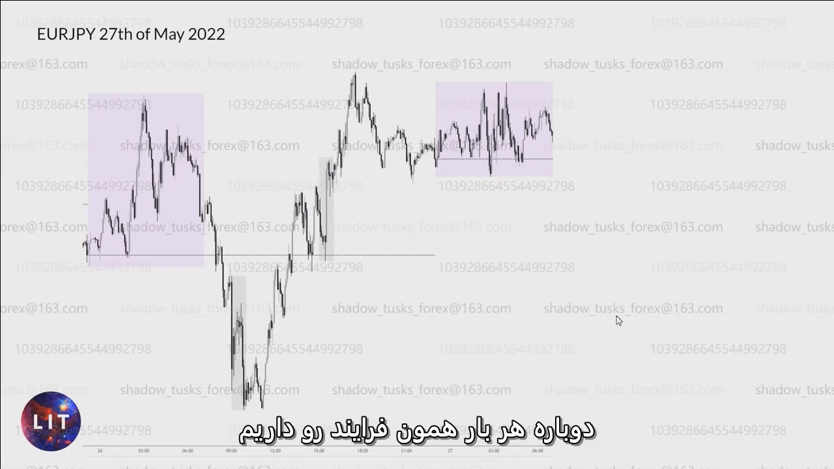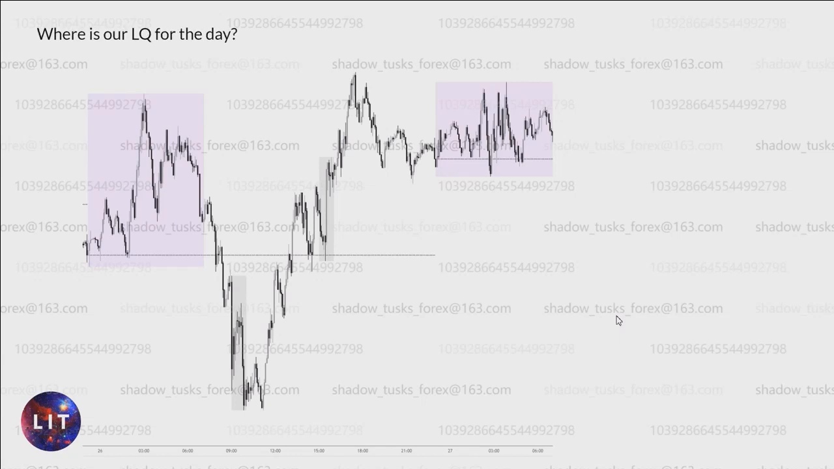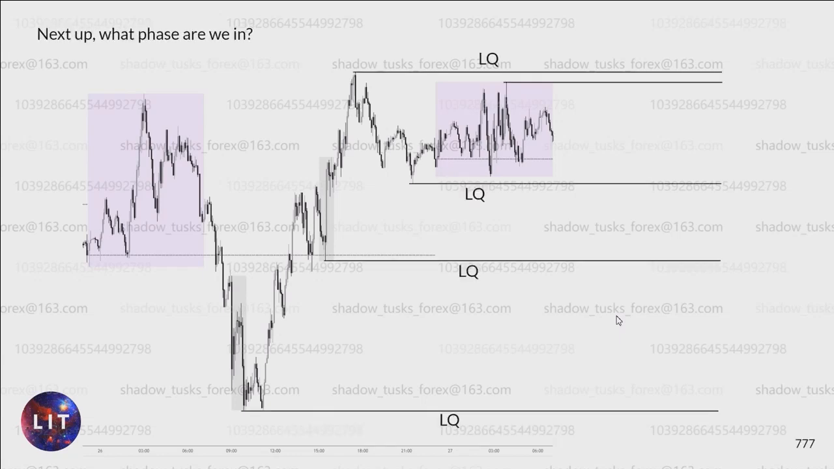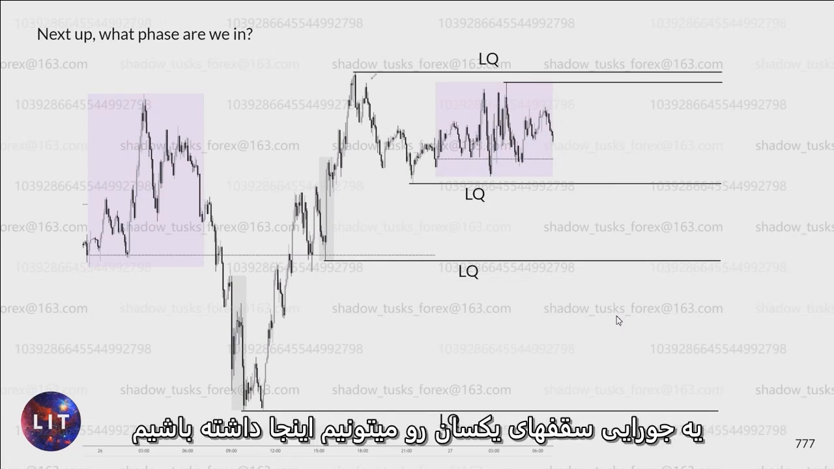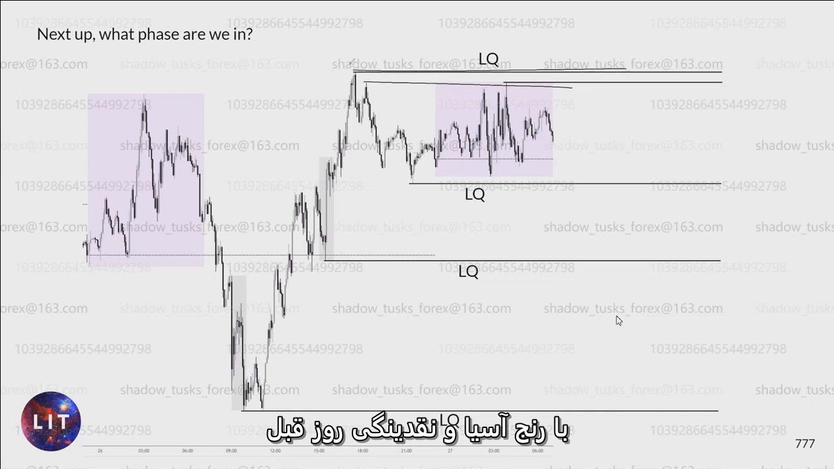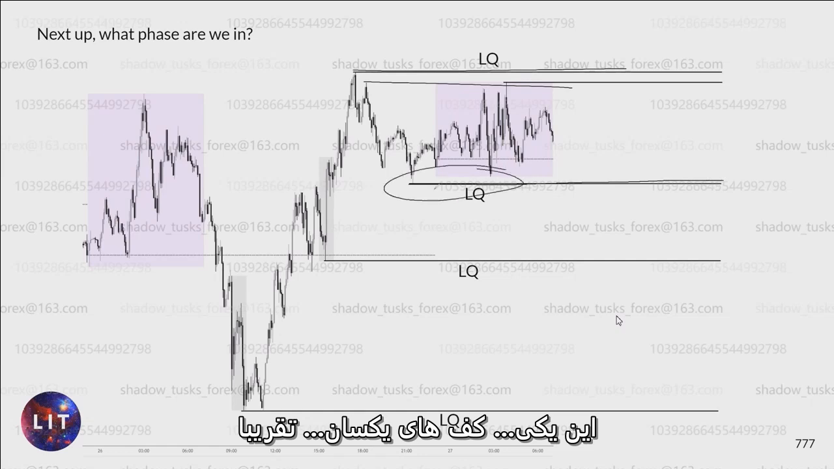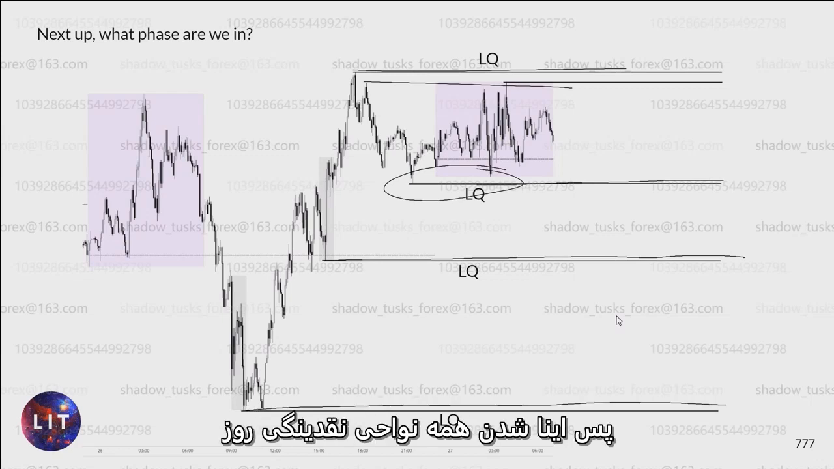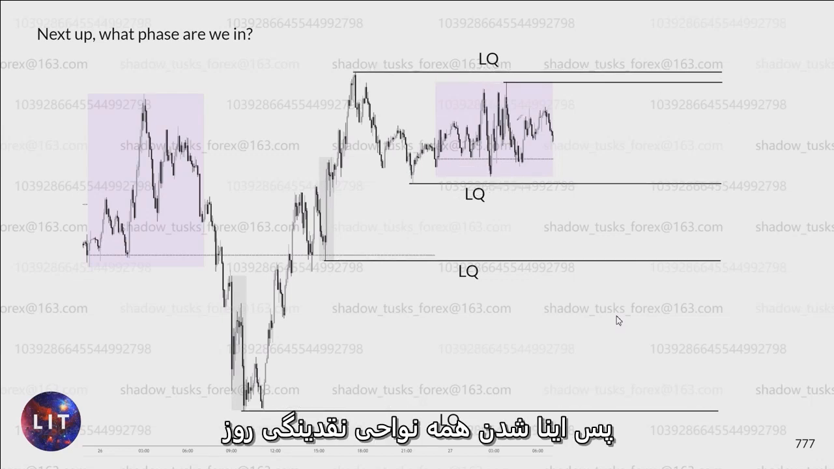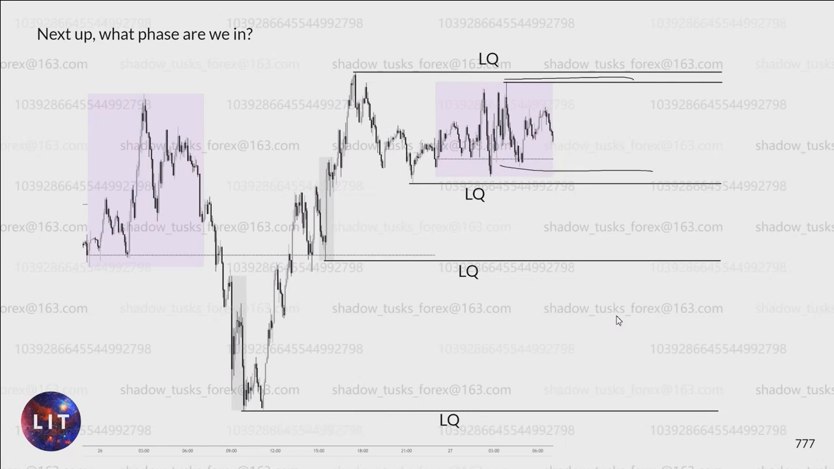Again, same process every time. Where is our liquidity for the day? So these are all the possible liquidity zones that we can see. We've obviously got some type of equal highs here with Asia and the previous day high. Obviously this one, equal lows relative, the previous New York trap low, and then obviously the previous day low. So these are all of our liquidity zones for the day, and like Asia high, Asia low.